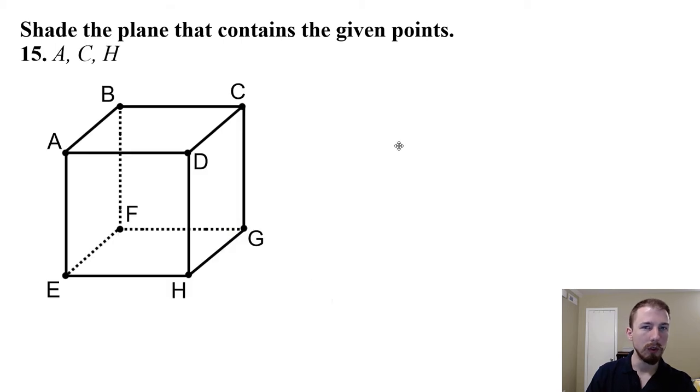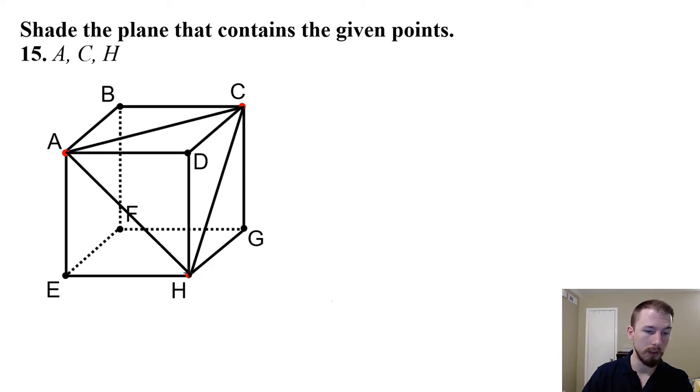This gets even more difficult when we don't have rectangular cross sections, such as in plane ACH. So we have A, C, and then H over here. And if I connect all of those lines together, you'll notice that it's actually going to be a triangular shape. So our cross section is actually kind of cutting the corner off of one of our cube here. And so it would actually look like this image here.